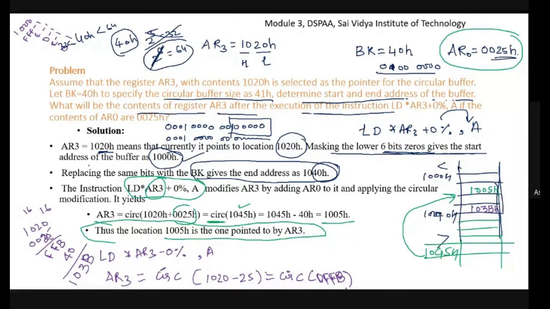The 103B is within the range. Within the range means within the circular buffer size. So 103B hexadecimal will be within the circular buffer size register, that is, within the end of the buffer. Is this clear? Shall I move on? Yes, ma'am.